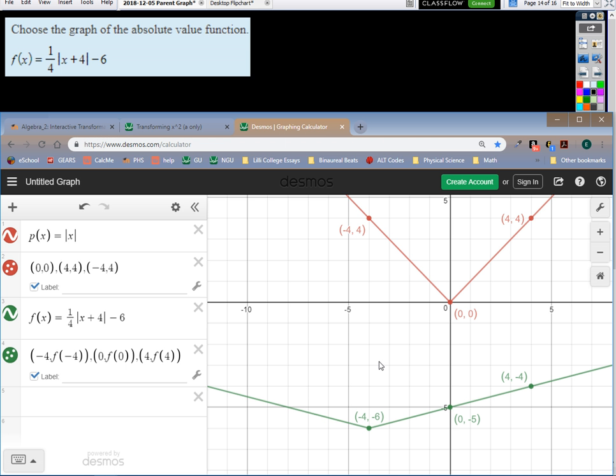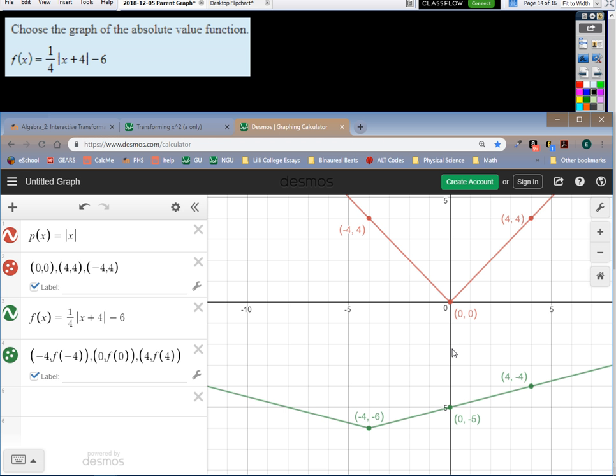Now let's see if this seems to work. So we've got this dilated graph. The special point that started at the origin, our vertex, should have gone left 4 and down 6. Did that work? Left 4, down 6, there it is. Was the dilation preserved? If I go over 4, instead of going up 4, I'm going up 1. Did it work? Yeah, it worked.